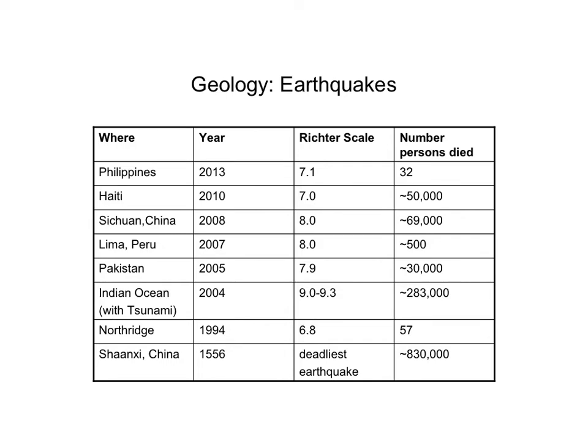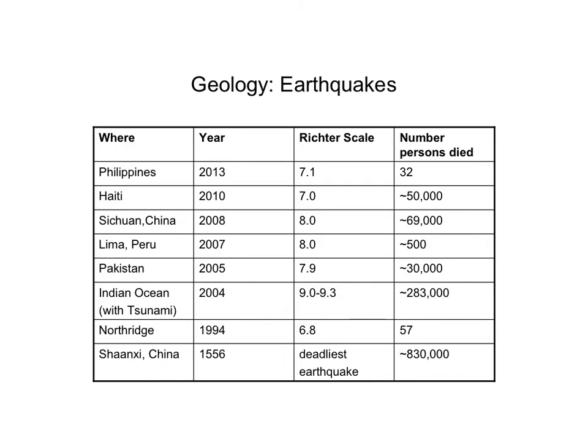And here are just some examples of some earthquakes that were significant. The Philippines had one in 2013, Richter scale 7.1. And if you look on the right here, I just have the number of persons that have died as some measure of the extreme nature of the earthquakes. Haiti, maybe you remember that one, in 2010, Richter scale 7.0, approximately 50,000 people died.